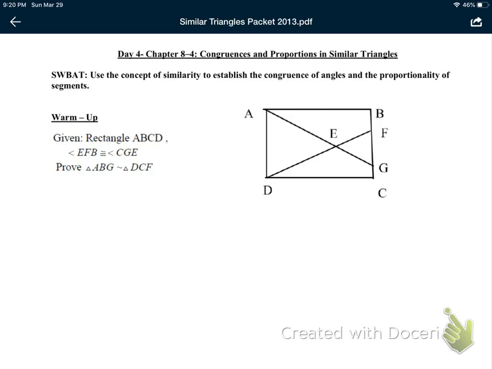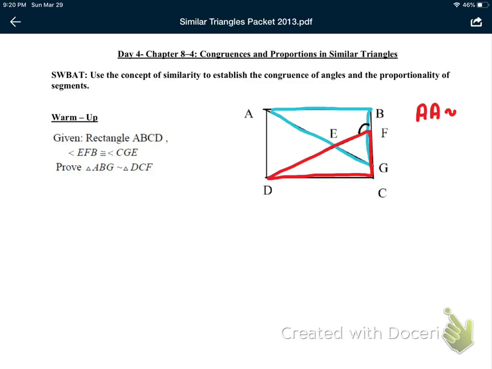We have a rectangle here, and we're trying to prove that triangle ABG and triangle DCF are similar. And as we said, the most popular way and the easiest way of proving two triangles similar is something we call AA similarity, which means we're going to need two angles congruent in the two triangles, and then the triangles will be similar. So let's see what we have.